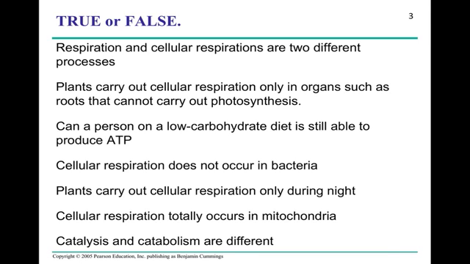Do plants carry out cellular respiration only in organs such as roots that cannot carry out photosynthesis? No, it's not true. Any living organism has to carry out cellular respiration. As long as an organism is alive, it has to carry out cellular respiration. Every living cell has to. So, cellular respiration occurs in green parts of the plants, non-green parts of the plants, not only in roots but also in stems, branches, fruits, and everywhere. Even the parts that are exposed to sun also carry out cellular respiration.